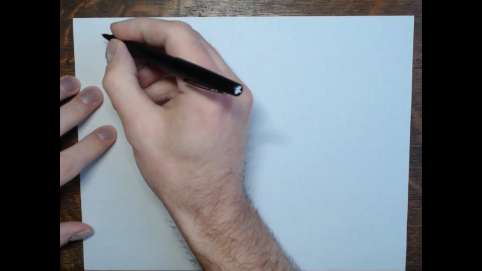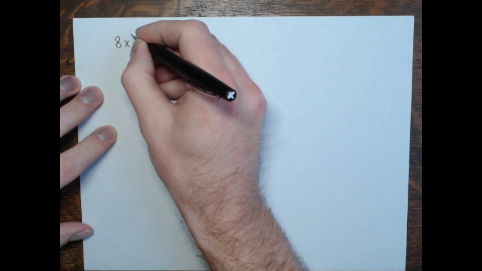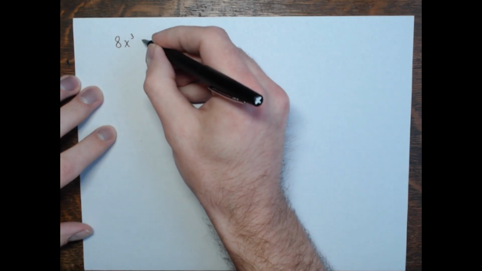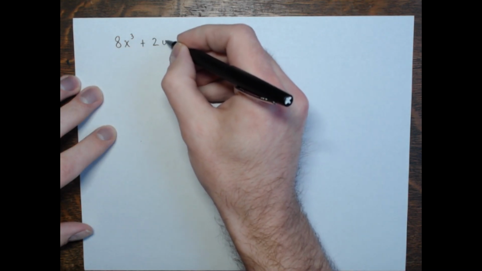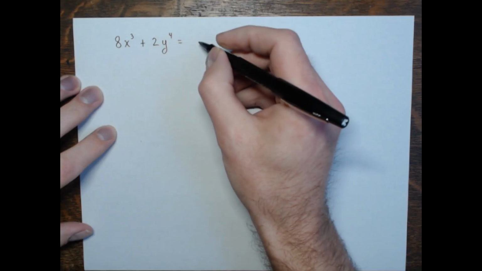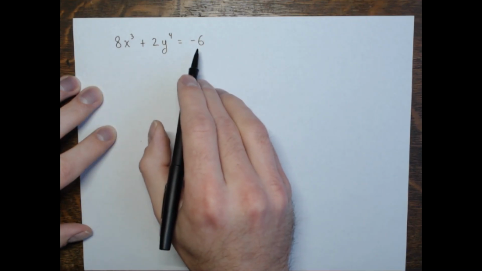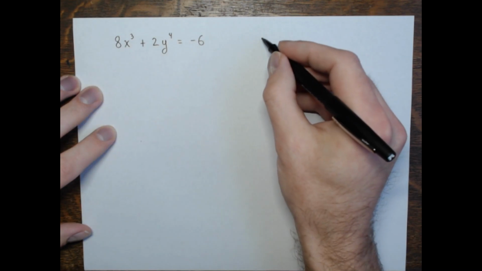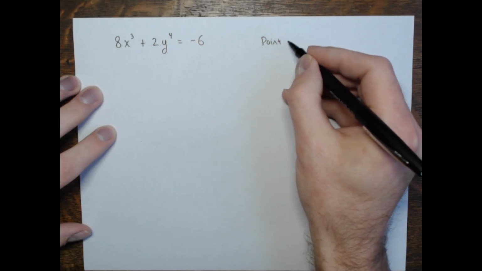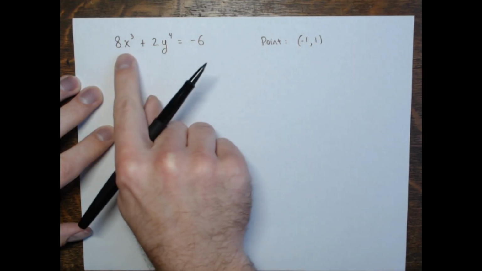All right, so I'm back to some paper. Let's write this out. So the equation for the curve, we have 8 times the x coordinate of any point cubed plus 2 times the y coordinate of any point to the fourth power should be equal to -6. This is for any point on the curve, this relationship holds. So again, you see the point we're given is -1 for x, 1 for y, and you can test that, make sure it works.